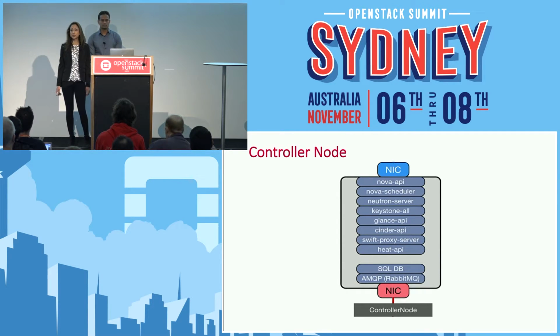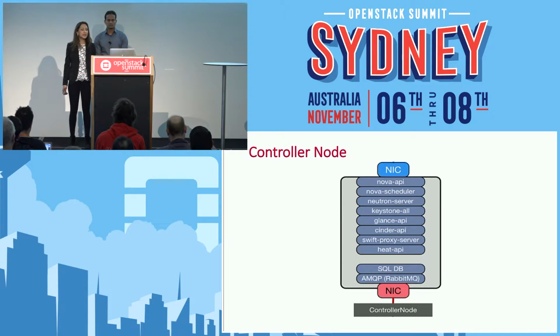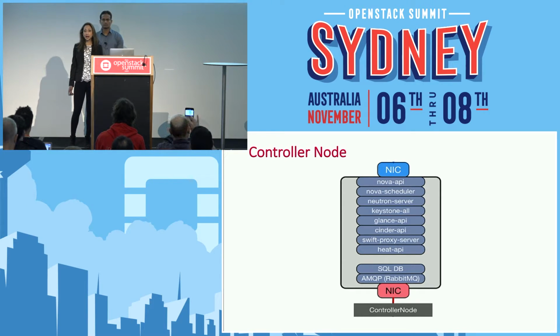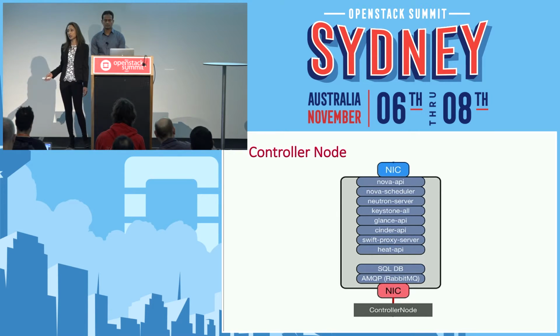So this picture shows us the controller node. It has, as you can see, API servers for all of OpenStack's services. It performs instance scheduling, and it also stores the state of resources using the SQL database. It runs an AMQP, which is an advanced message queuing protocol. In this case, it is RabbitMQ. It's a message broker service that is used to reliably send and receive messages between the various service components running on other nodes.